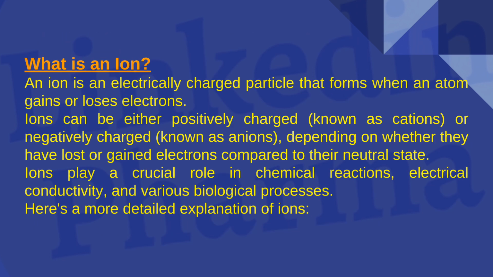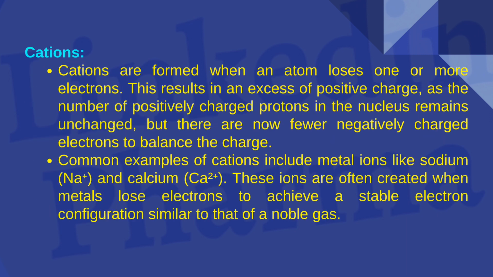What is an ion? An ion is an electrically charged particle that forms when an atom gains or loses electrons. Ions can be either positively charged, known as cations, or negatively charged, known as anions, depending on whether they have lost or gained electrons compared to their neutral state. Ions play a crucial role in chemical reactions, electrical conductivity, and various biological processes. Here's a more detailed explanation of ions.